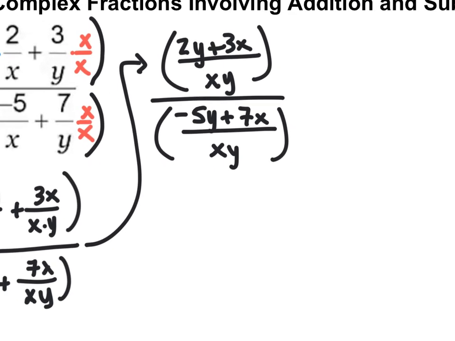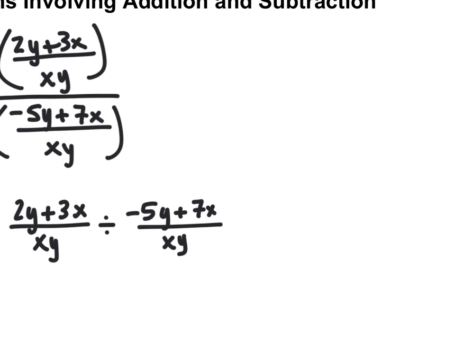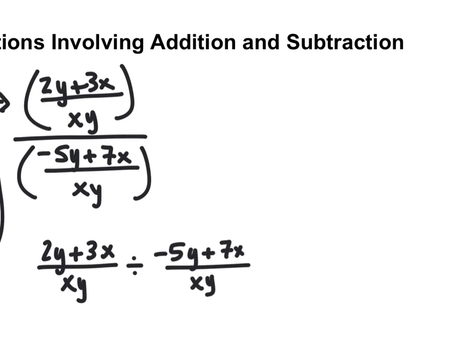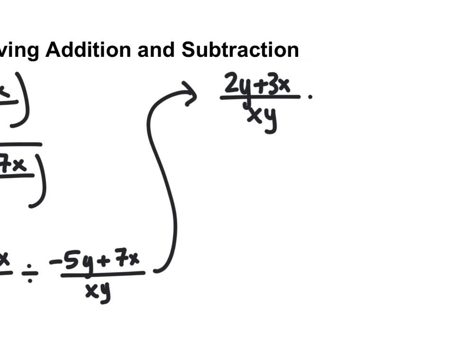So you can write it out like this. The next step would be 2y plus 3x, all divided by xy, divided by negative 5y plus 7x, all divided by xy. If I'm operating with this, I'm going to multiply by the reciprocal. I need to flip this fraction. So my next step would be 2y plus 3x over xy times xy divided by negative 5y plus 7x.